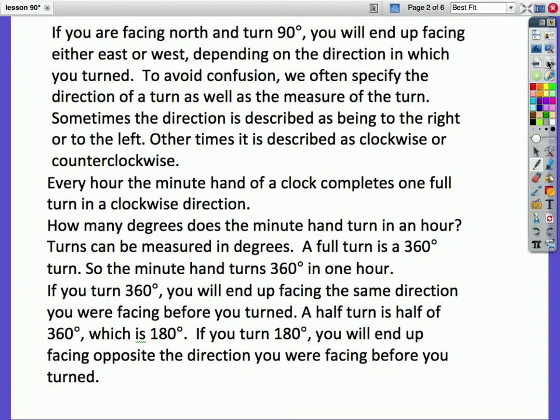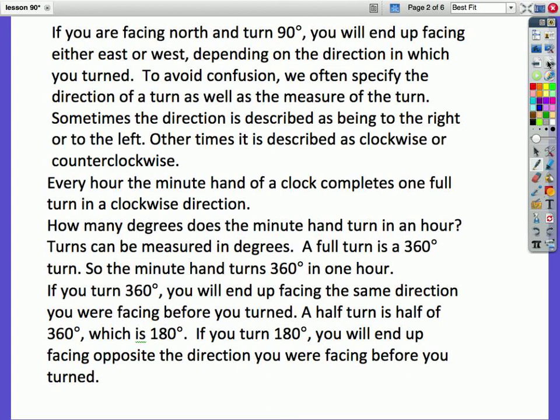Sometimes the direction is described as being to the right or to the left. It could be described as clockwise or counterclockwise. Every hour, the minute hand of a clock completes one full turn in a clockwise direction. So how many degrees does a minute hand turn in an hour? Well, we measure turns in degrees. A full turn is 360 degrees. So if we go all the way around the clock, it's going to be 360 degrees.